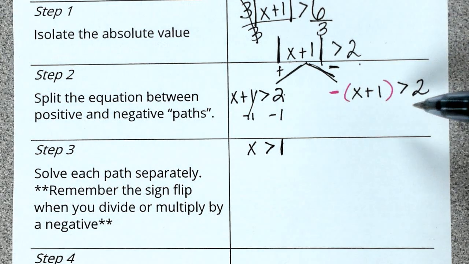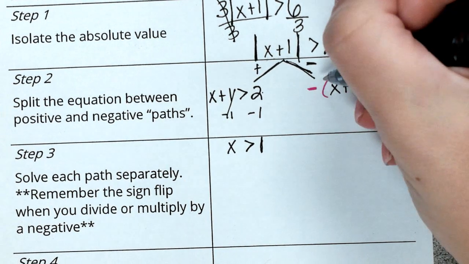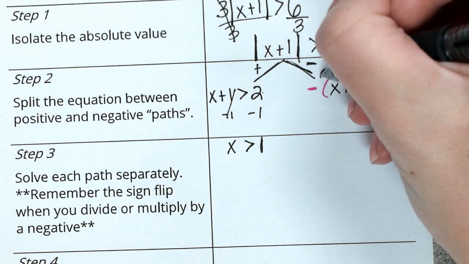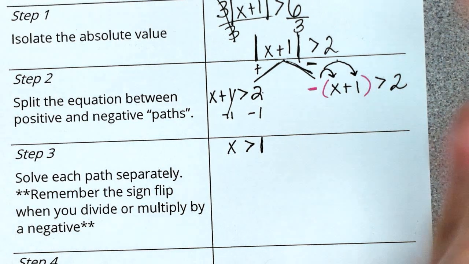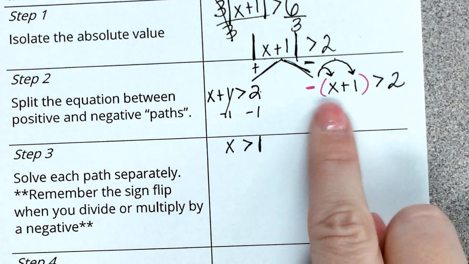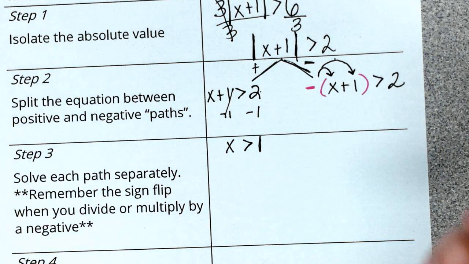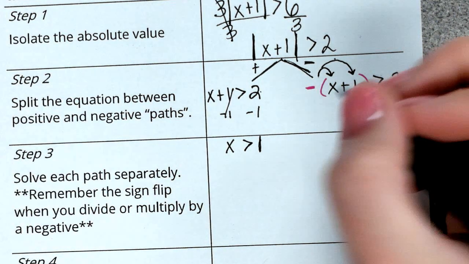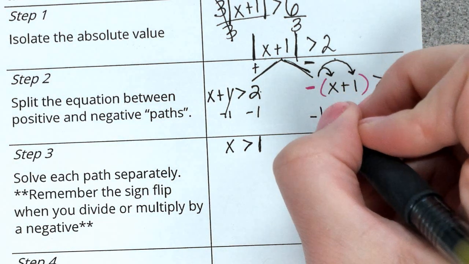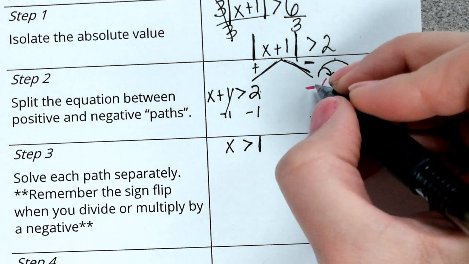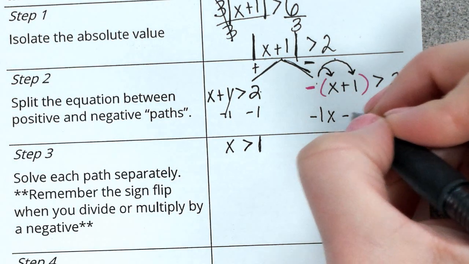Okay. Now when I come over to do the negative path, we have to distribute our negative just inside the left side, right? That's it. So negative x, or if you want to put negative 1x, that's what I'll do. Negative 1x, and negative 1 times 1 is just minus 1.